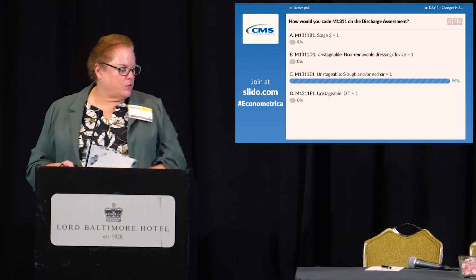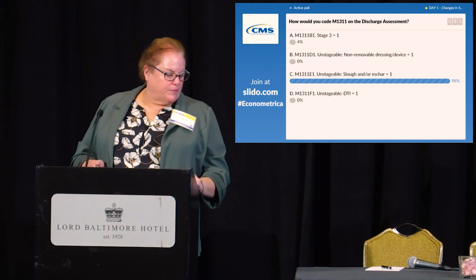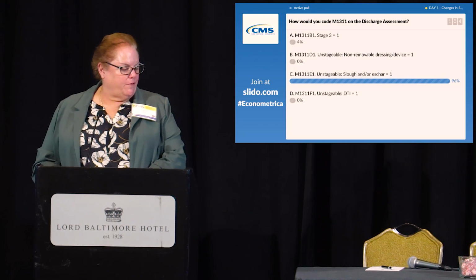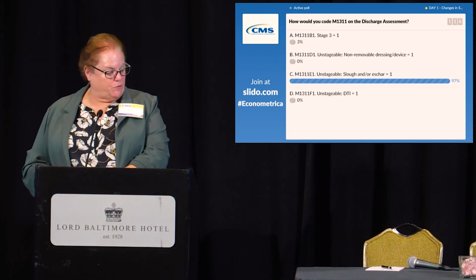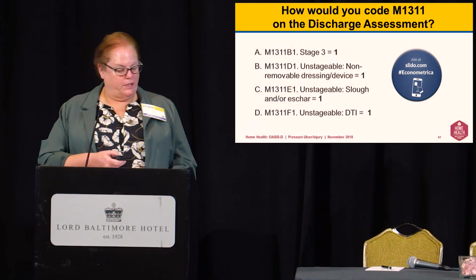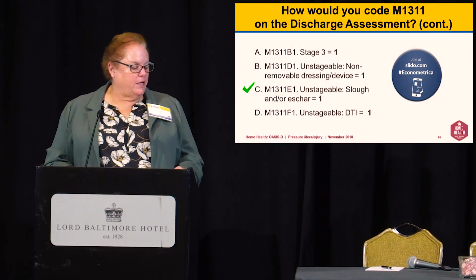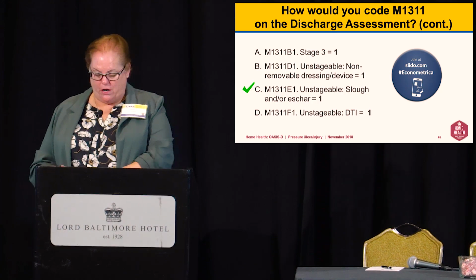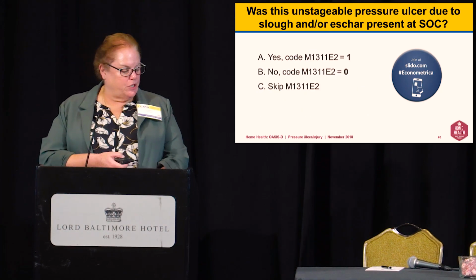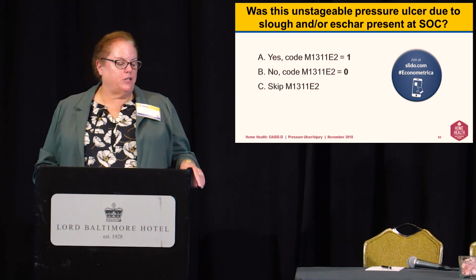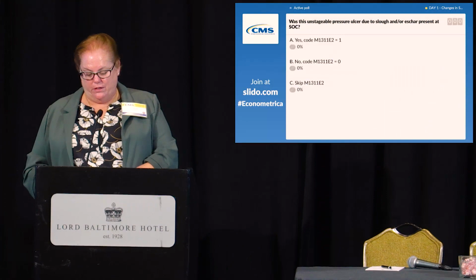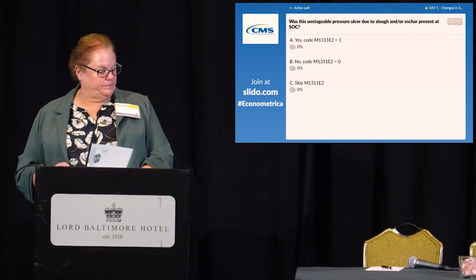Right. So we have most people saying that this is E1, unstageable slough or eschar, and we have 4% saying it's a stage 3. So let's look at the answer. And you're correct, the majority of you are correct, as the unstageable slough or eschar. Now, the next question is, was this unstageable pressure ulcer due to slough or eschar present at the start of care? Yes, no, or skip?